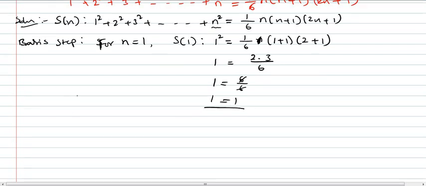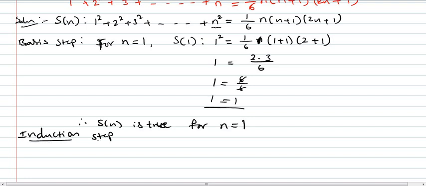Therefore, what do we conclude? Therefore, S of n is true for n is equal to 1. So the basis step is verified. Next, the induction step.